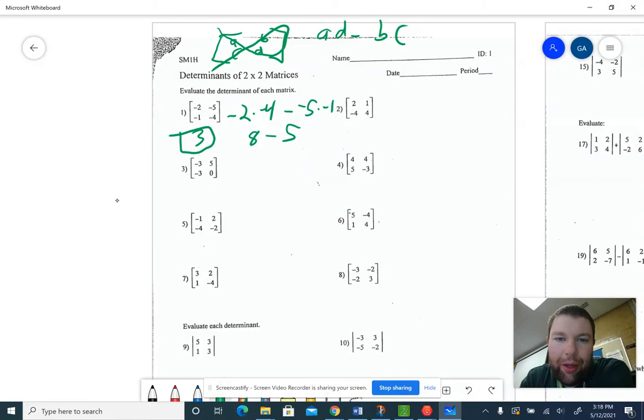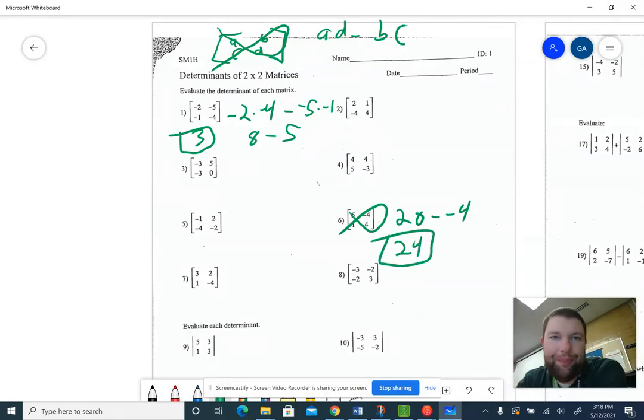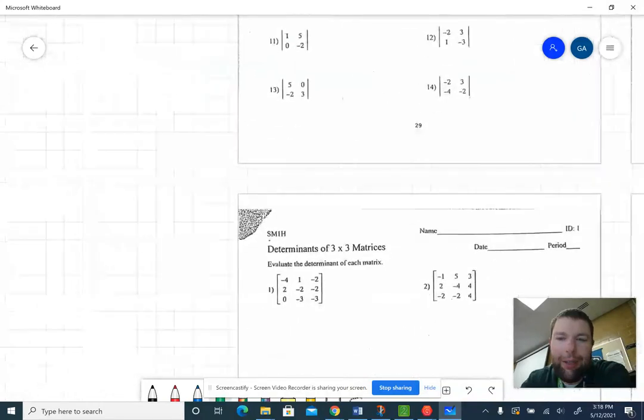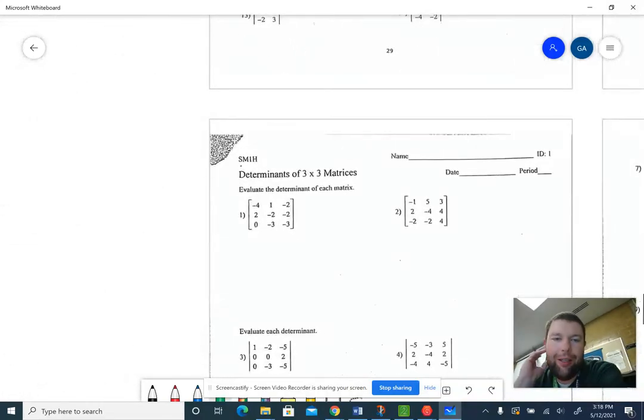Again, you would do 5 times 4 minus -4 times 1. So 5 times 4 is 20. -4 times 1 would be -4, so minus -4, which would be 24. All right, here's your answer. Determinant. Not too tough, right? So 2 by 2 determinants are pretty easy, but 3 by 3s get more complicated.